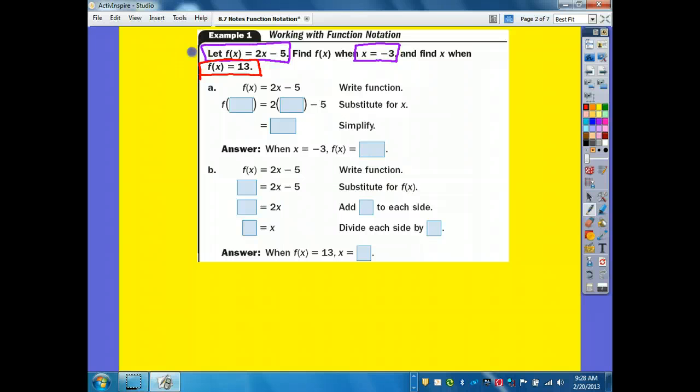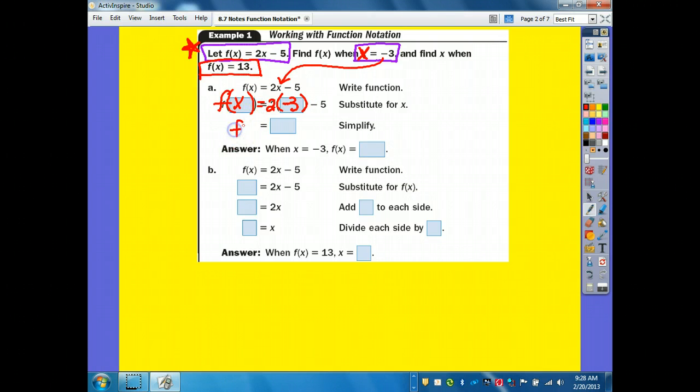The first one, here's the equation that we work with. The first one they want us to work with is finding f of x when x is a negative 3. So they don't want us to put the negative 3 in for the f of x. They want us to put it in for where the x is. So every place there's an x over here, 2 times a negative 3 minus 5.